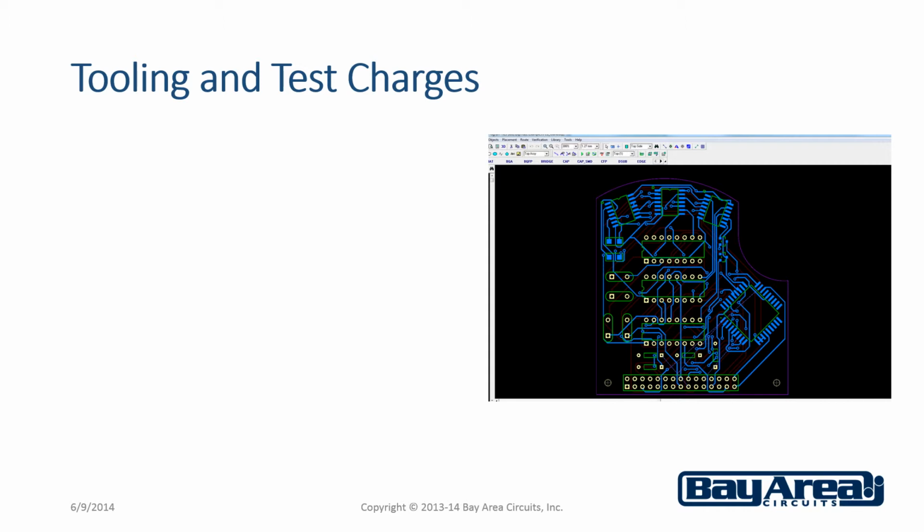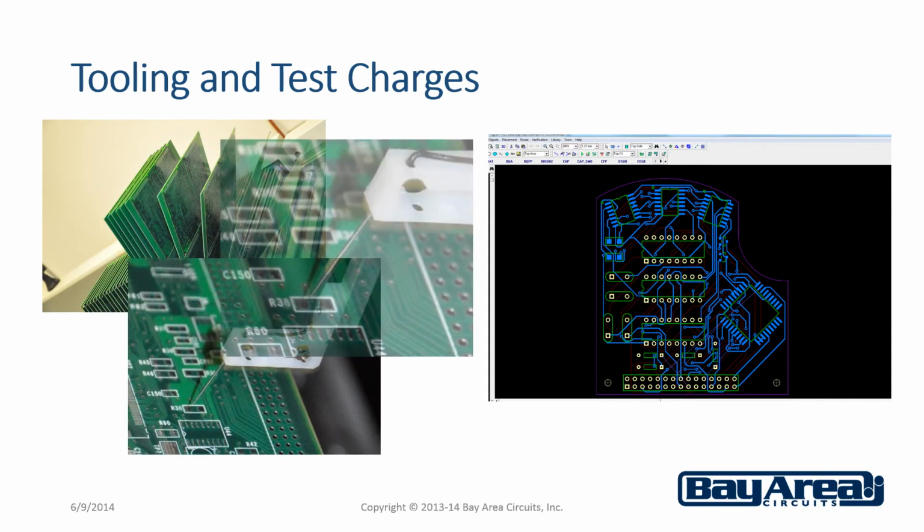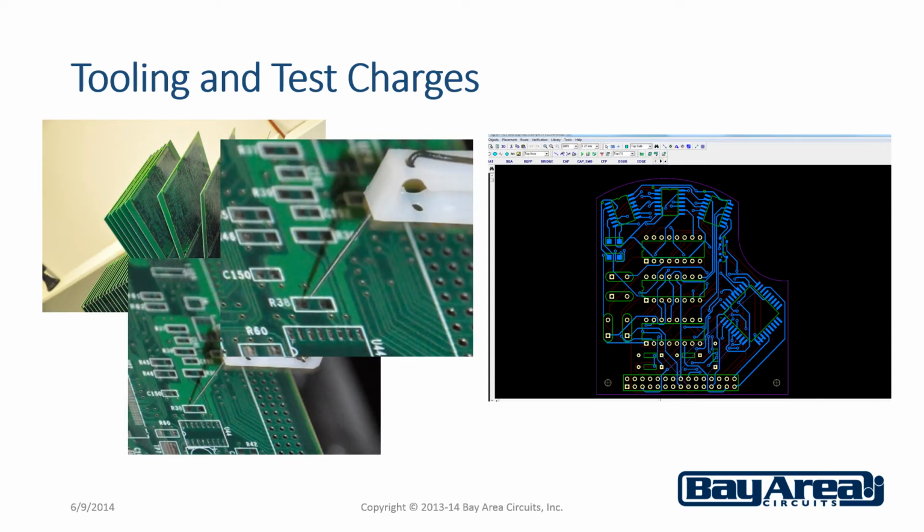Key factor number 7 is tooling and test charges. Tooling costs may include costs for CAM time, film costs, etc. There are a variety of tests that can be performed related to manufacturing a PCB. An electrical test would be the most common, which will do a basic open and shorts test of the PCB to make sure it's electrically sound. Other tests are available and the costs vary greatly.